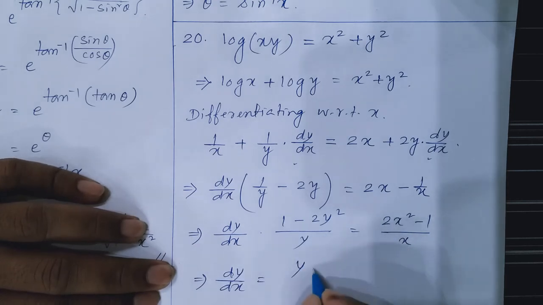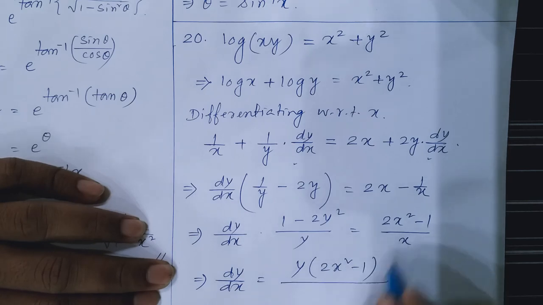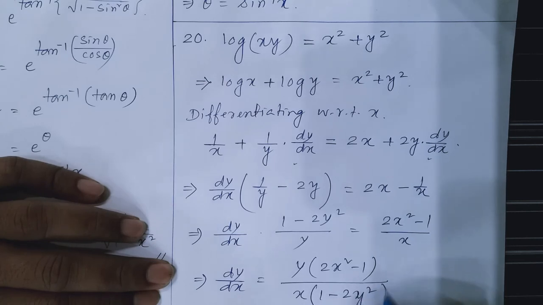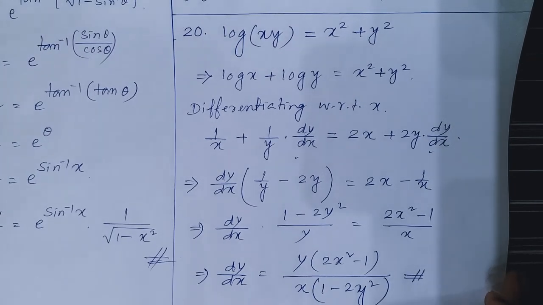y in the numerator, so y into 2x square minus 1 divided by this x is already here, this will come to the denominator, 1 minus twice y square. So you may leave the answer here. Okay, so come to another question.